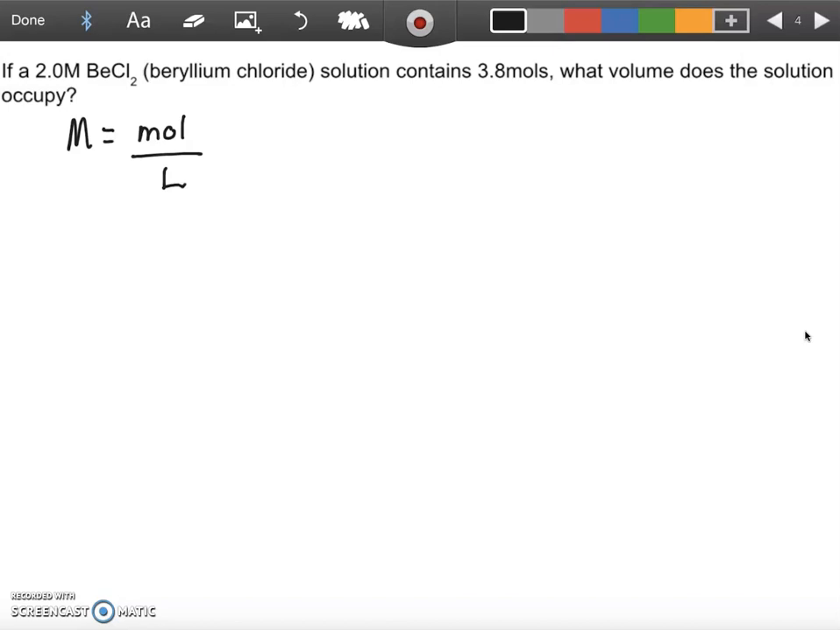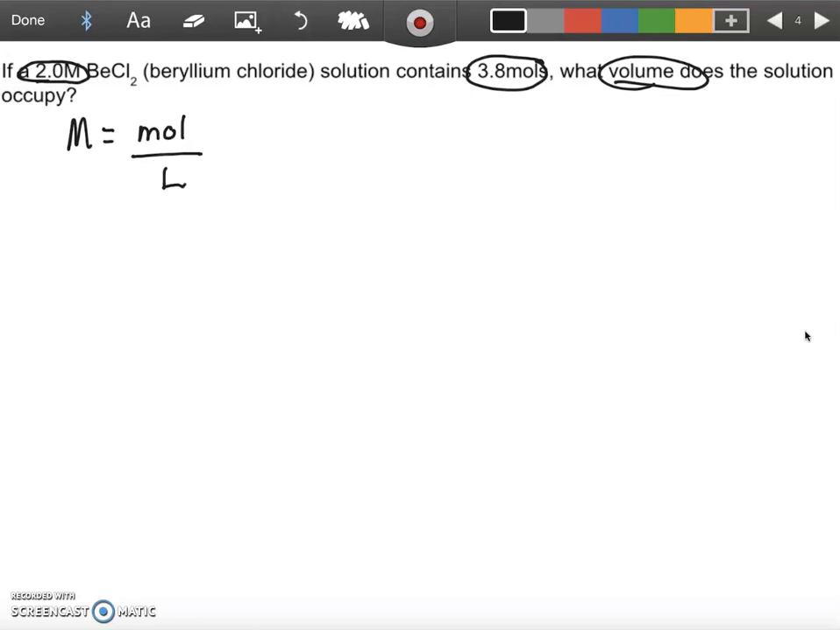So think about this, ladies and gents. Is it asking us for molarity this time? It is not. It actually already gave us the molarity right here. And then it gave us the moles. The question portion is, what volume does this solution occupy? So it wants volume. Well, which one of these 3 variables right here represents volume? It's the liters, okay? We're actually looking for the liters this time.